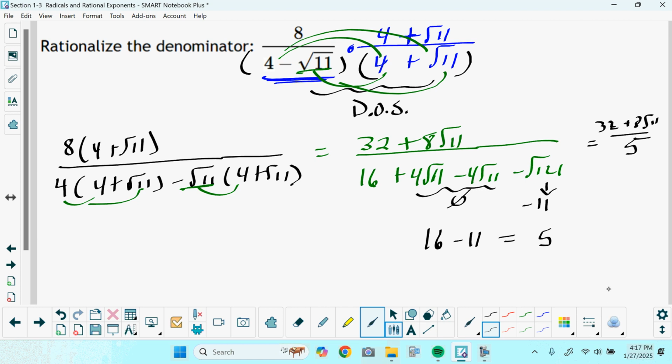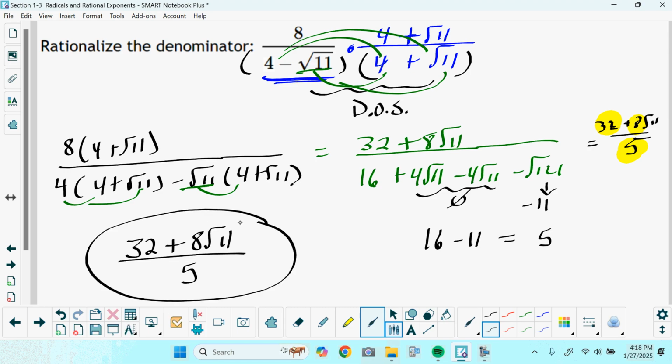Now I have to check to see if I can simplify this. That means I have to see if something will go into the 5, the 8, and the 32. And nothing does, so my final answer would be 32 plus 8 square root of 11 all over 5. That's my final answer. And this concludes the last problem for section 1.3, radicals and rational exponents, part 3 video.